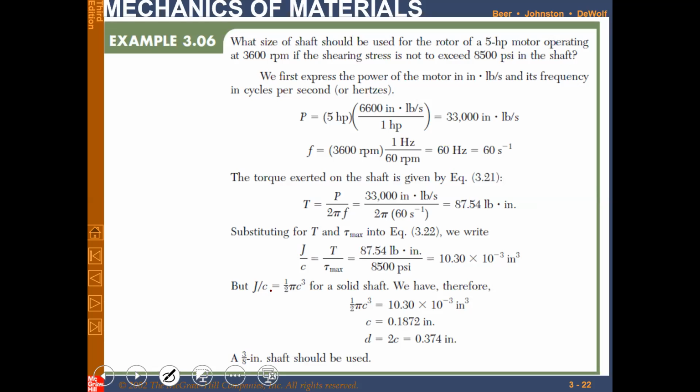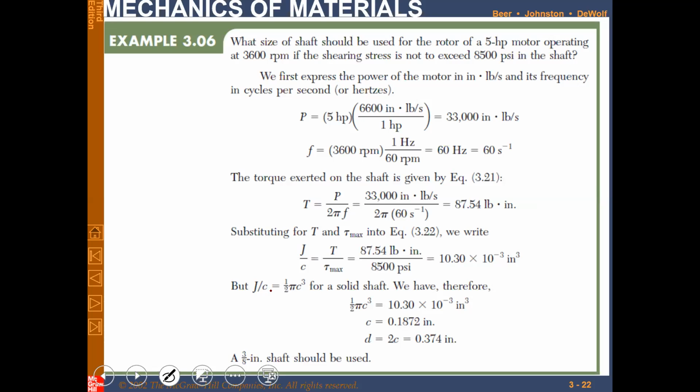Power of the motor is given, that is 5 horsepower rating. Running RPM is 3600 RPM, and shearing stress is given as 85,000 psi in this particular shaft. So P will be obviously 5 horsepower into 6600. If you remember, in my last lecture, I used 550. That was in pound-feet, but 6600 is in pound-inch. That is a simple conversion, right?